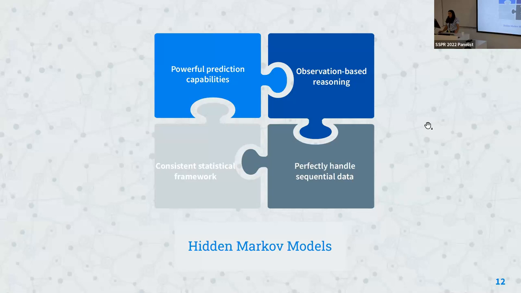As for hidden Markov models, we choose them as a generative approach because they have powerful prediction capabilities and observation-based reasoning, they perfectly handle sequential data, and they're also consistent in their statistical framework. So it's basically handled the same way in every task.